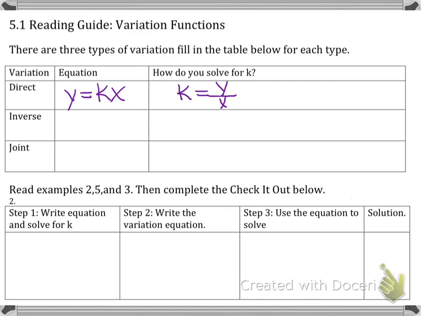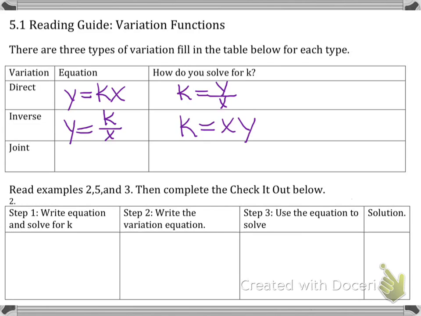The next equation we're going to look at is for inverse variation, and that equation is y equals k divided by x, because as x gets bigger, y gets smaller. So they're an inverse relationship to each other. If I want to get k by itself, how do I solve? Well, I want to undo dividing by x, so I would multiply both sides by x. So k equals x times y.